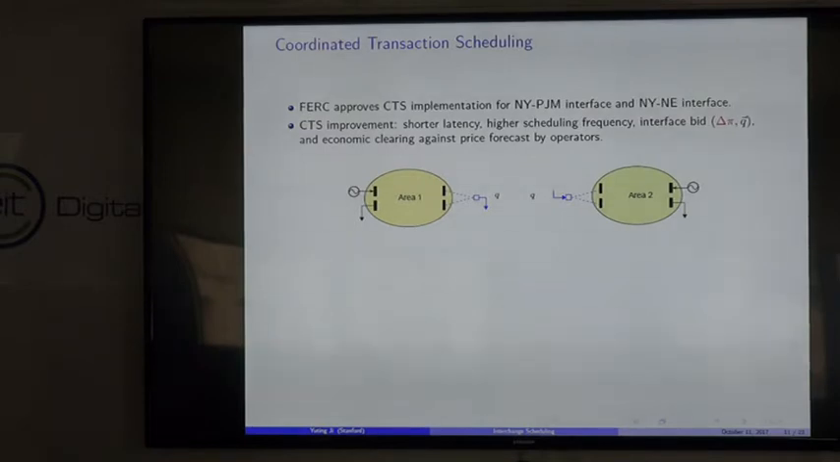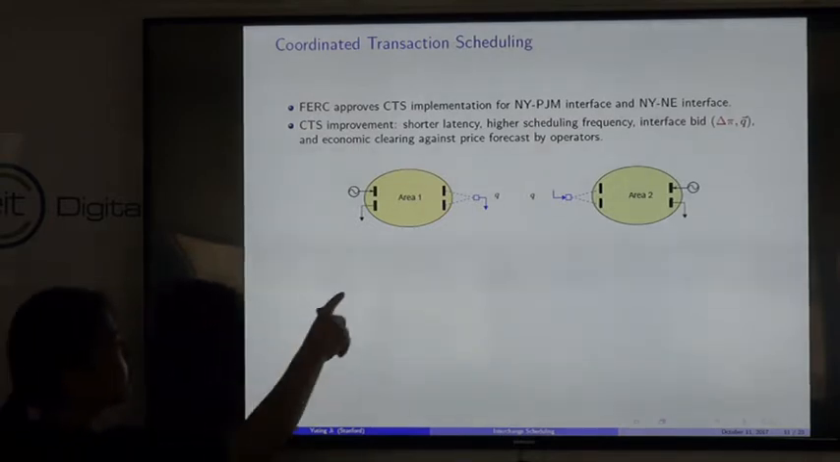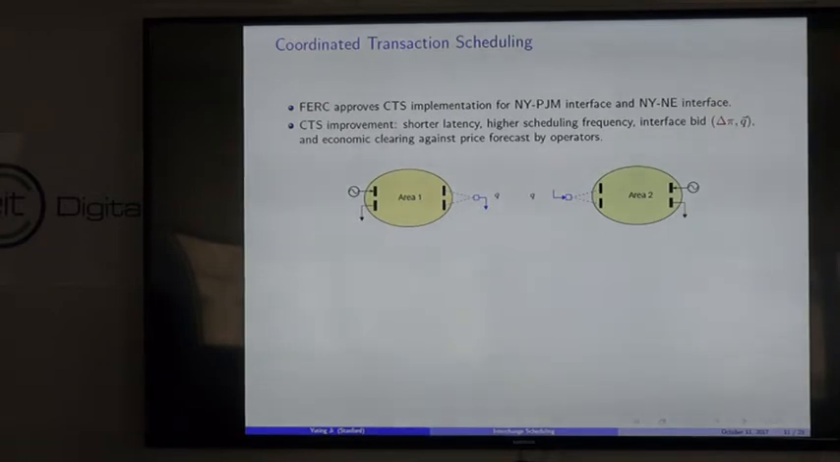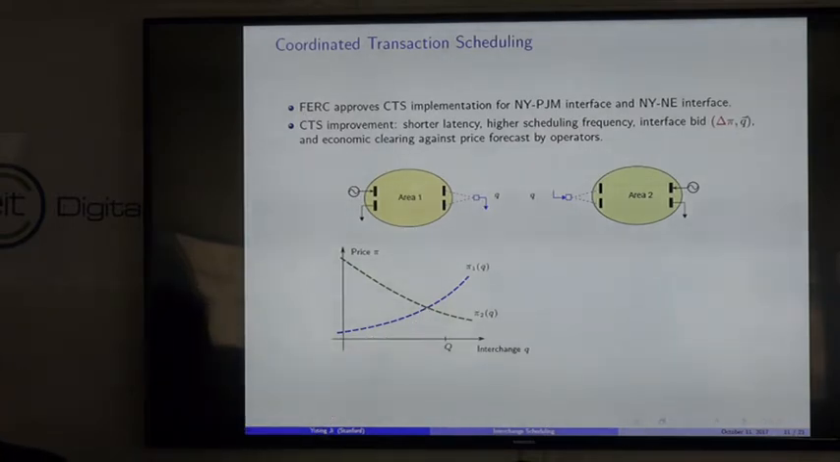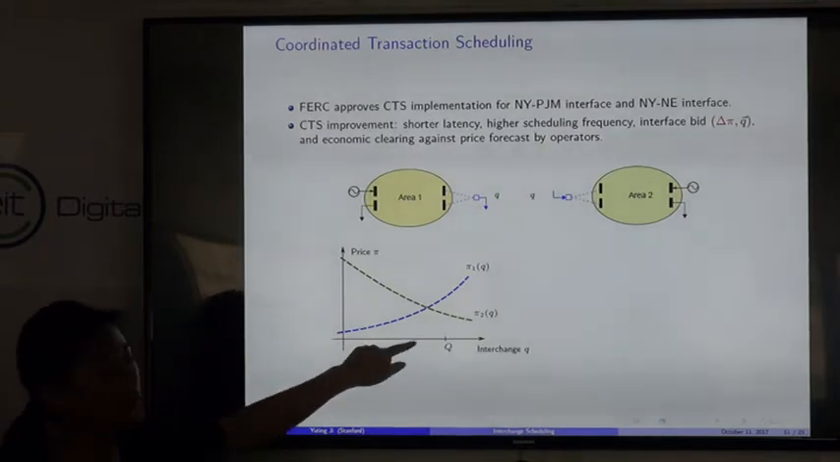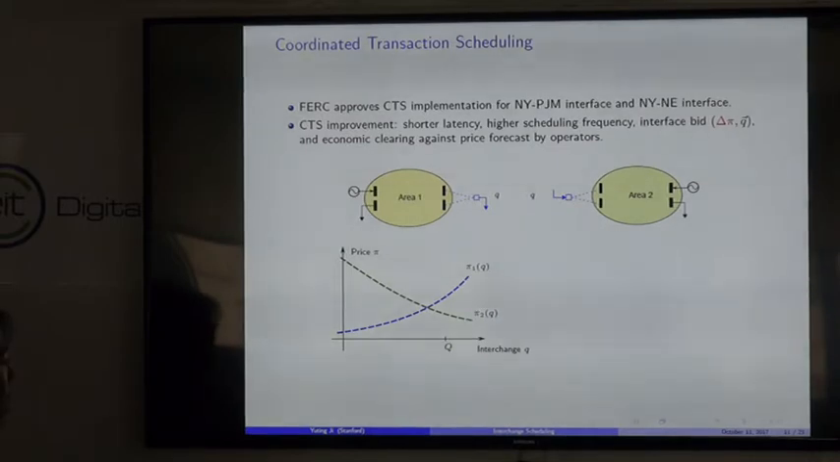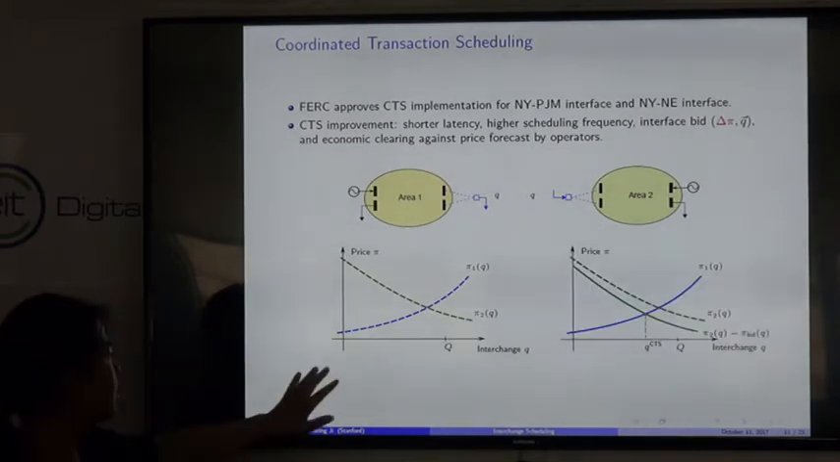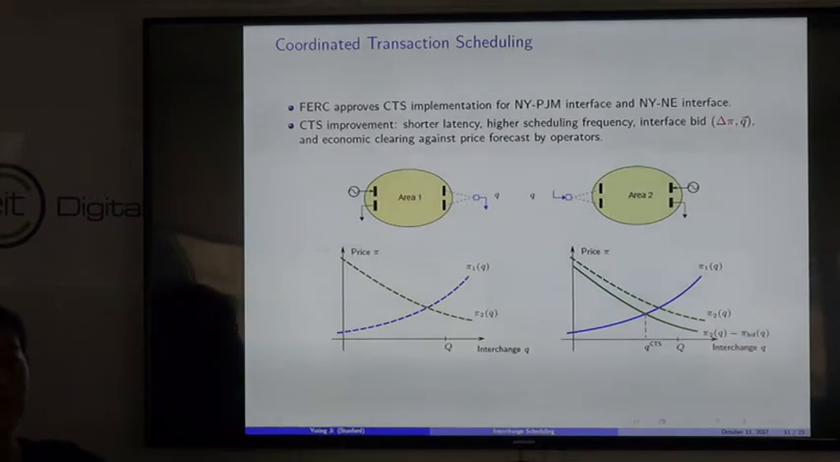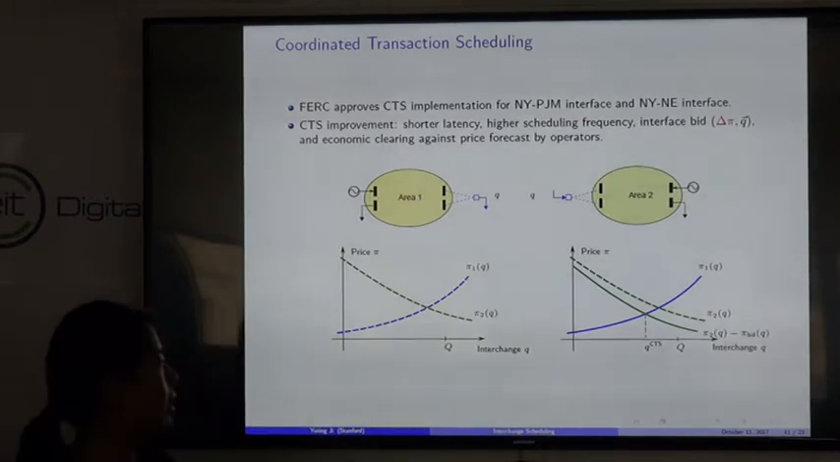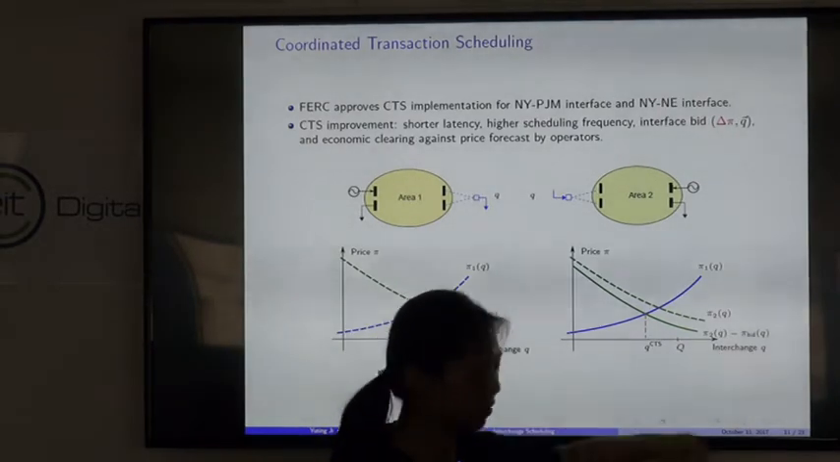So let me illustrate it using this plot as well. We are still looking at areas 1 and 2. Q here represents the interchange quantity, and we are assuming the flow is from area 1 to area 2. If we vary Q, the quantity, area 1 will generate a supply curve, and similarly, area 2 will have a demand curve. If there are no market participants, then these two curves are just generated from the operator. But how can you incorporate market participants' bids? That is incorporated as you vary your Q.